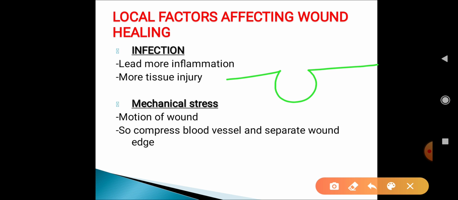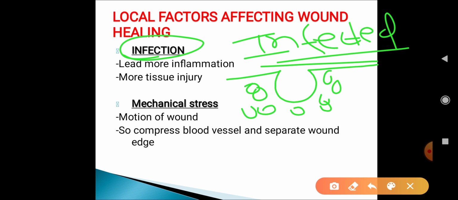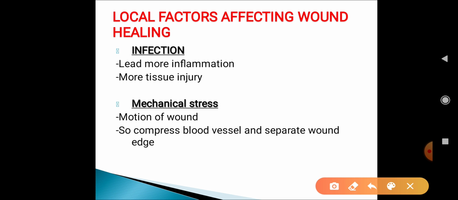Suppose this is your wound and it is healed by the secondary intention because it is an infected wound, so there will be more inflammatory cells, right? So the first factor affecting is infection. If your wound is infected, then it will heal by secondary intention, as you know. So the healing will be delayed, right? There will be more tissue injury, more inflammation, and some more scar will form. So the first factor that affects the wound healing is infection.